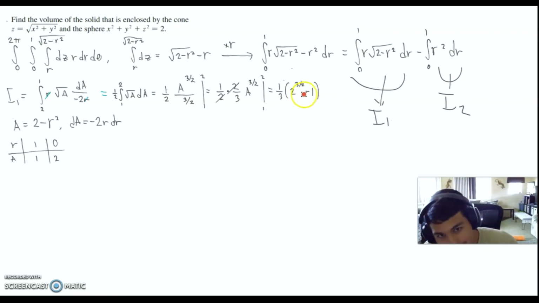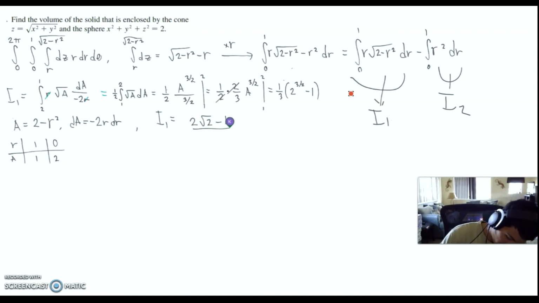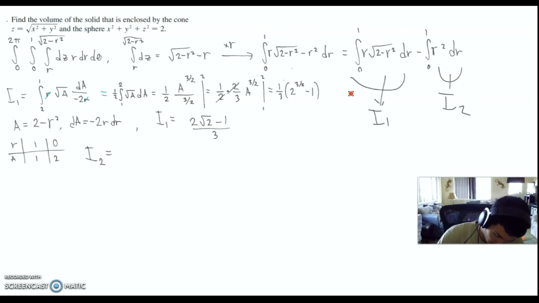Okay, here we go. Now let's simplify I1 a little bit more, because it may help later. We could write that as square root of 2 minus 1 over 3. That's I1. Now I2, let's do I2 over here. That's the same thing as the integral of negative r squared dr from 1 to 0, which becomes -1/3 r cubed from 1 to 0, which is -1/3.